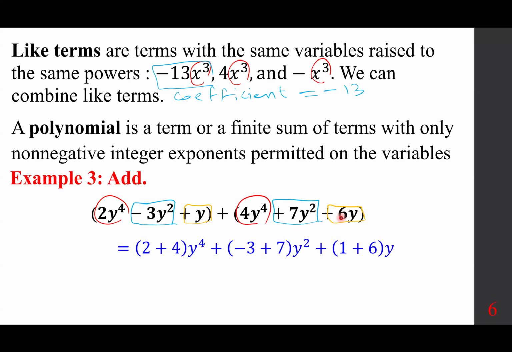Again, do you have to write this step? If you're comfortable with just adding them just the way they are, this one and this one, they add up to 6y to the power of 4. This one and this one, they add up to 4y squared. And these two, they add up to 7y. So you don't need this step. Just wanted to emphasize that in case.